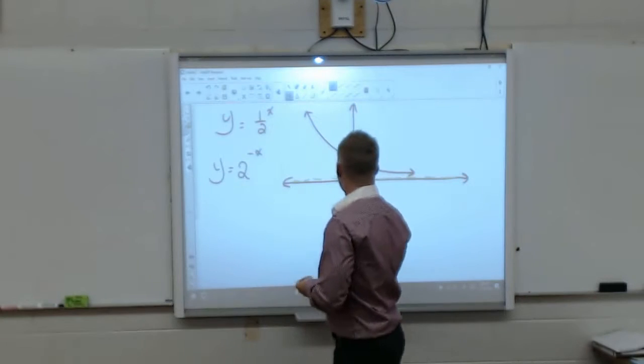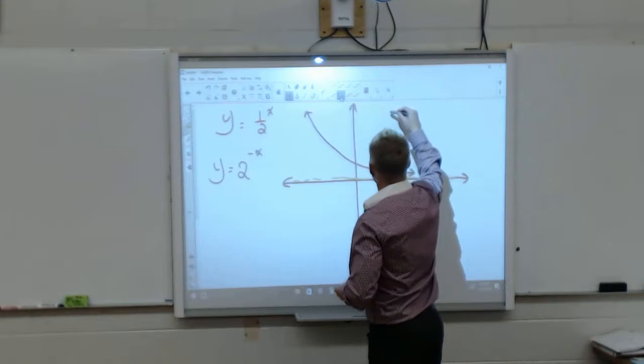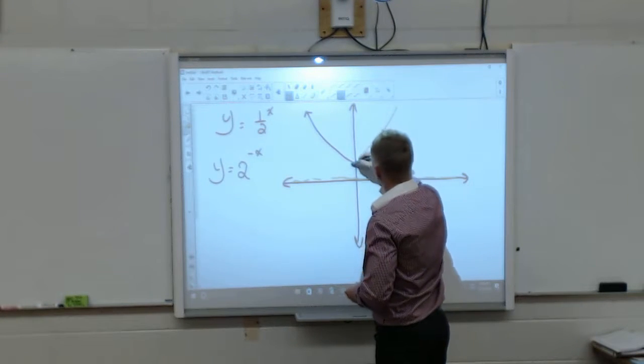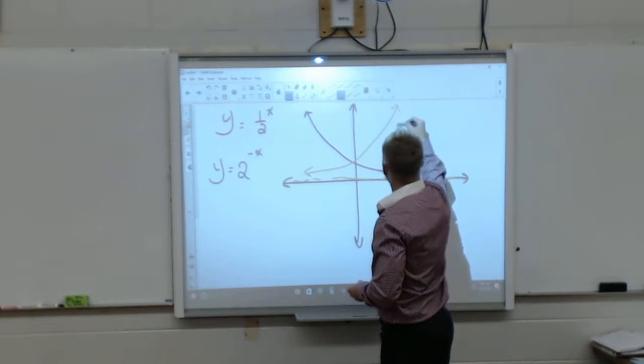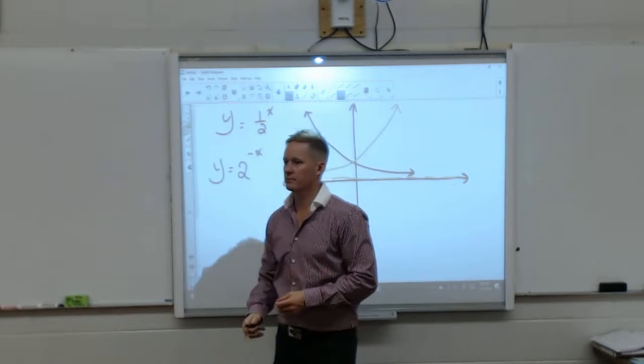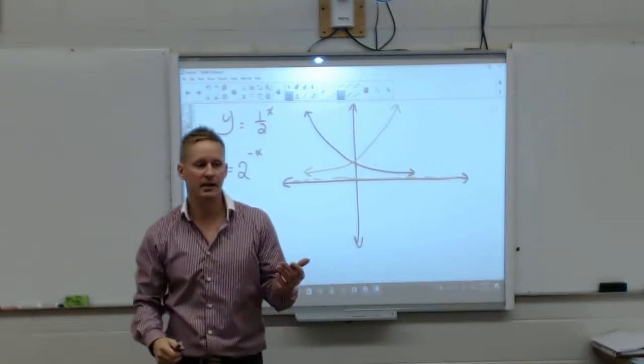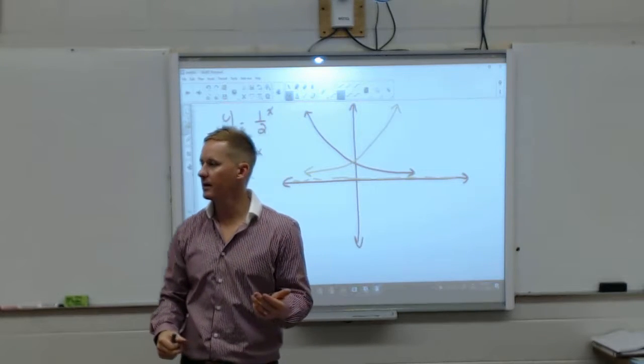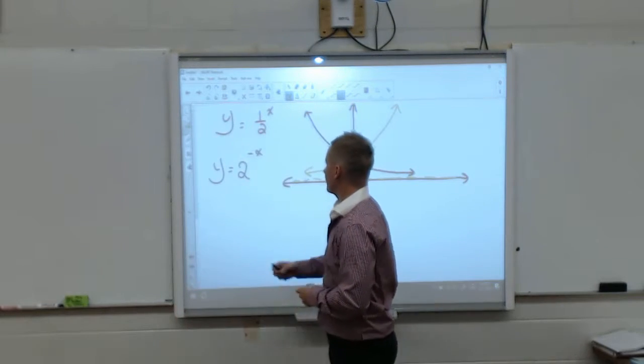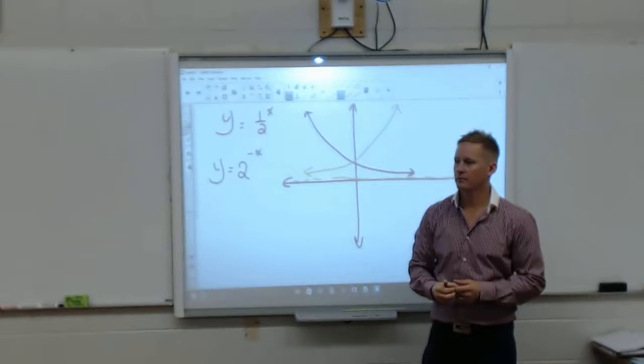Should reflect over the y-axis. So what should my graph look like? This graph should look very similar to what graph? The one we just did? Is that what it looks like? Graph that in your calculator. Make sure that we have that right.